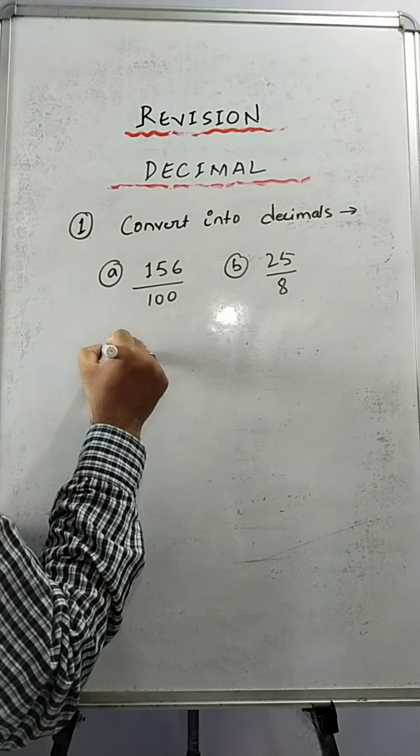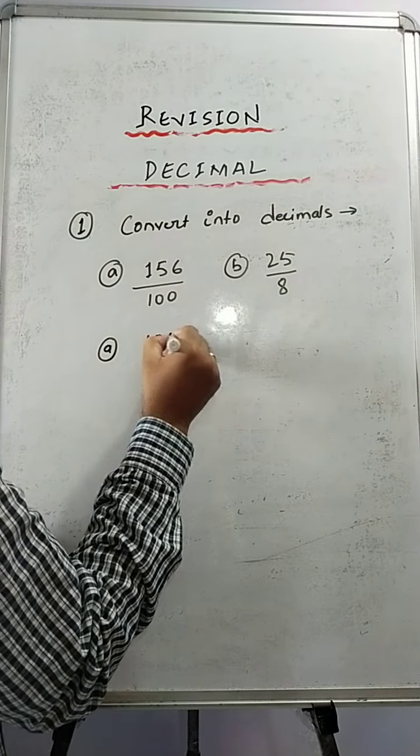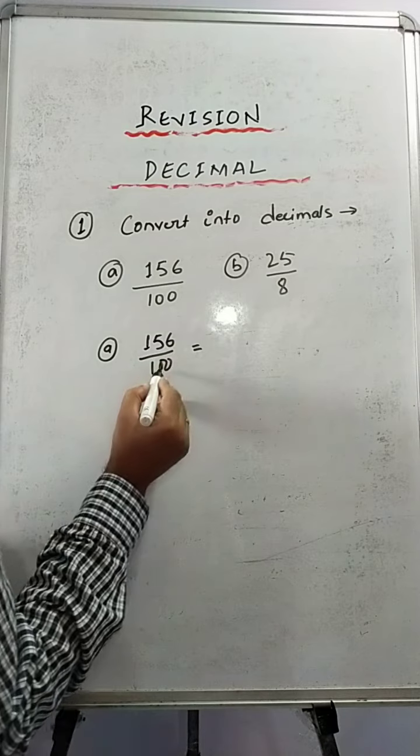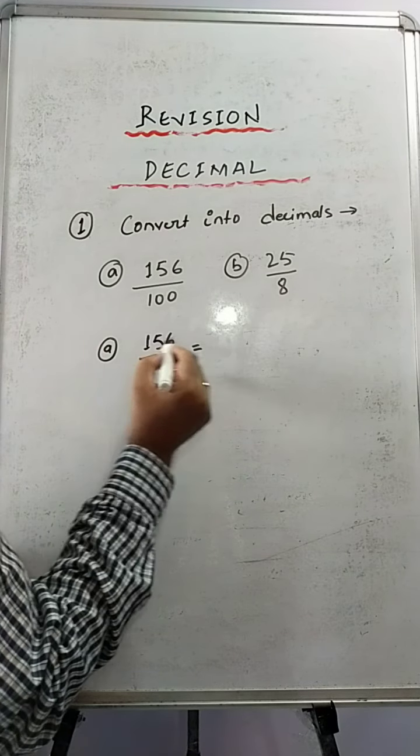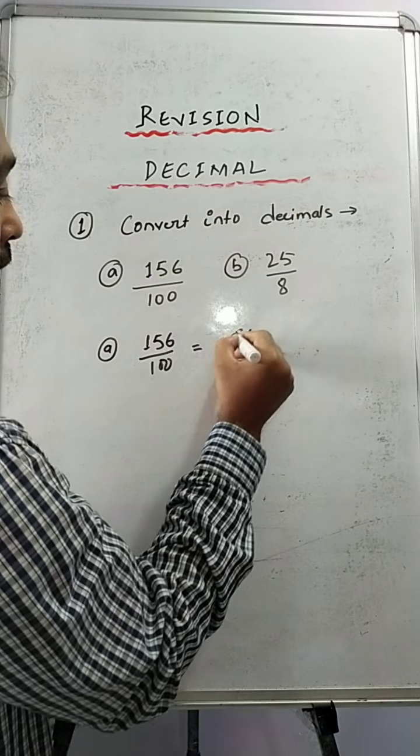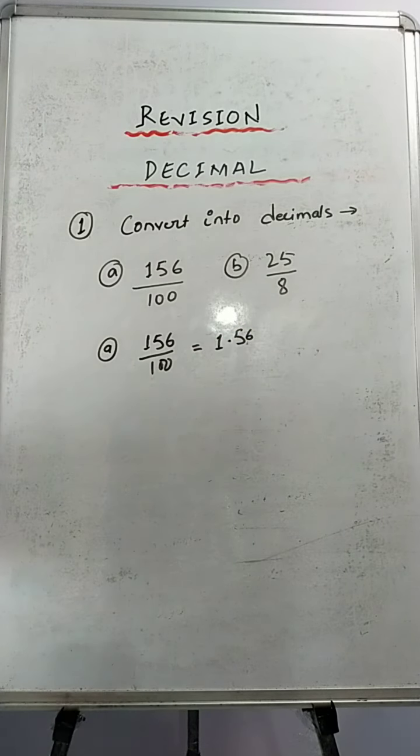So this is very easy, as you all know. So 156 by 100. Okay, how many zeros are there? 2. So from extreme right we will start counting 1, 2, and then we'll put point. So 6, 5.1. Okay, so this is the answer.